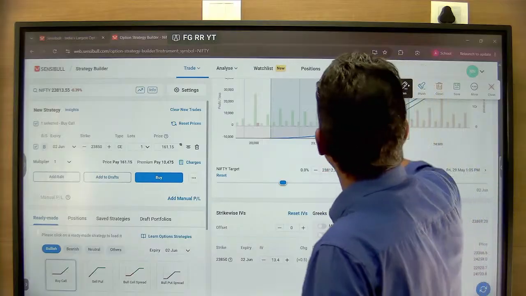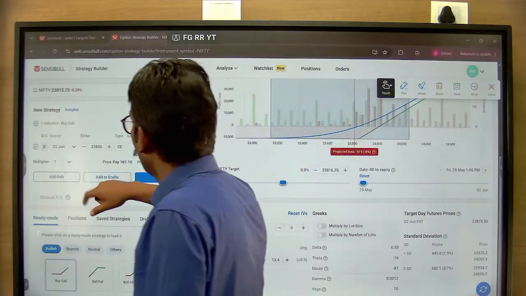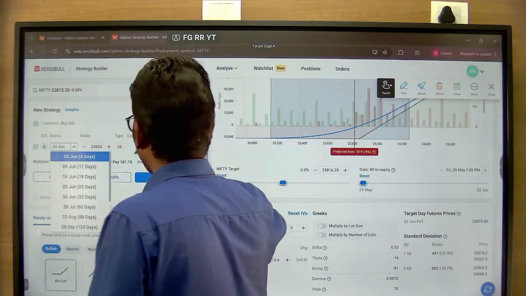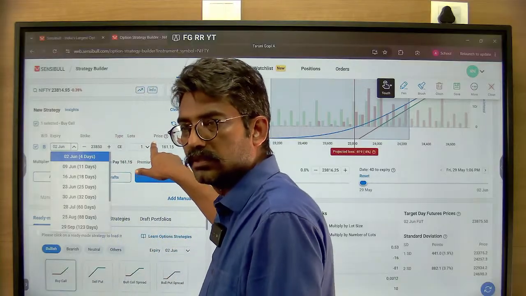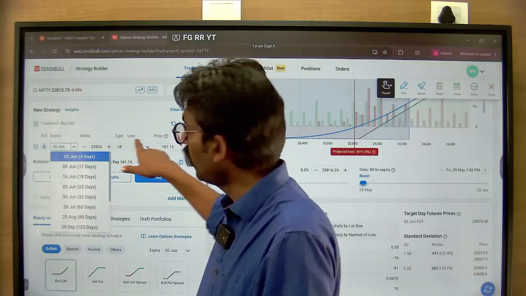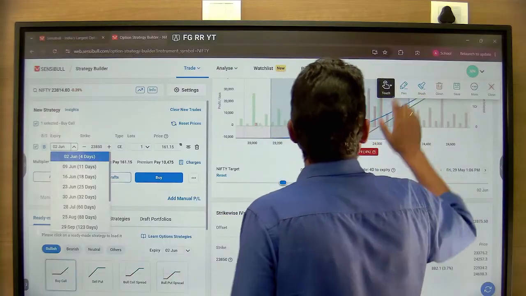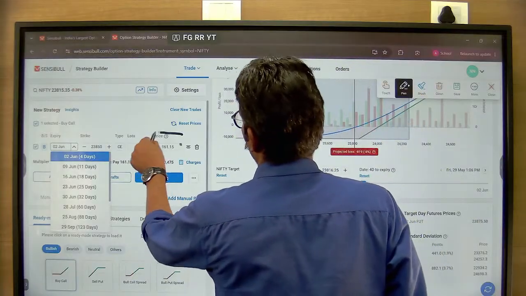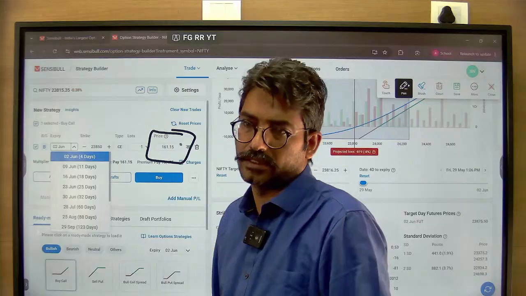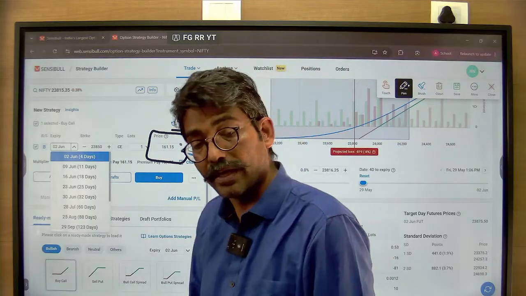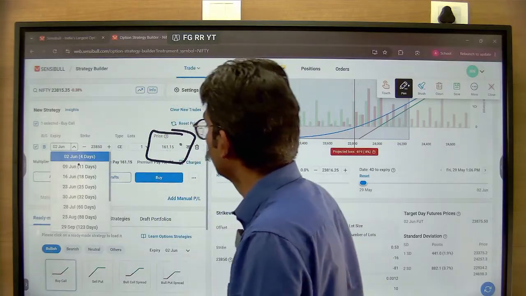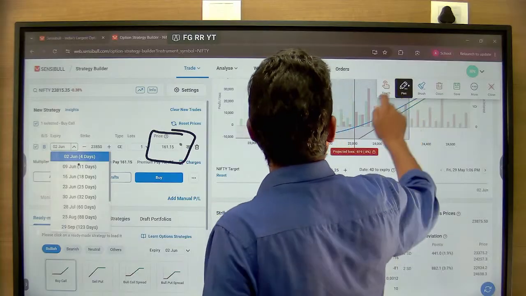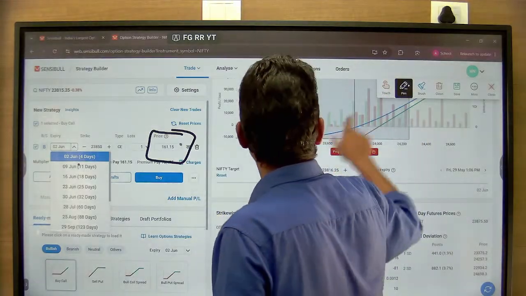Let's change, first of all, the strike price. So what is the price quoting right now? 161. You can read this. Now let's change the expiry. So here we go.